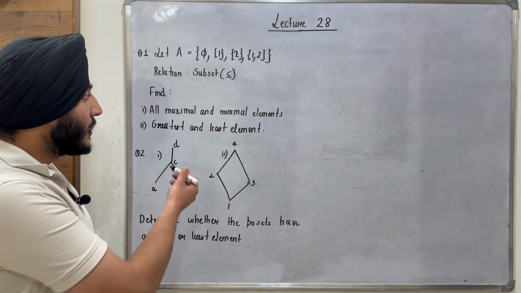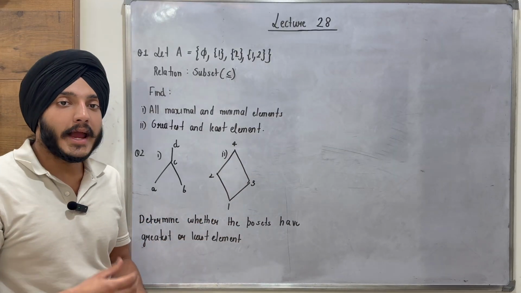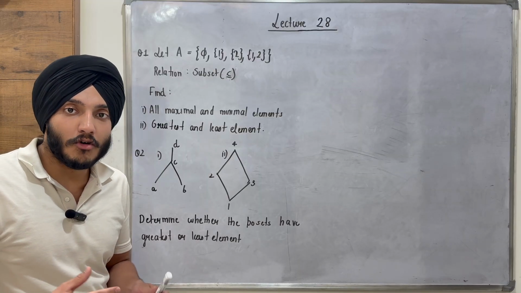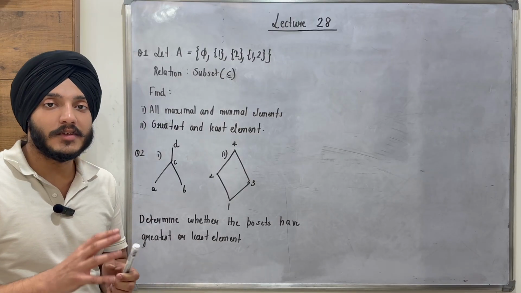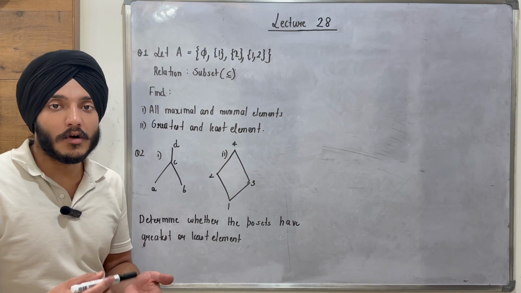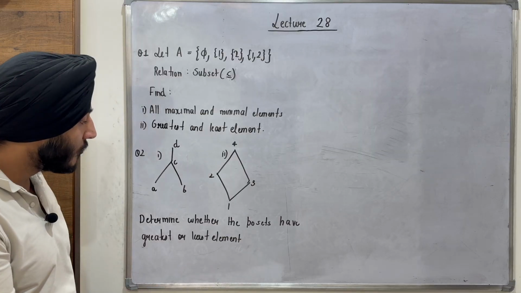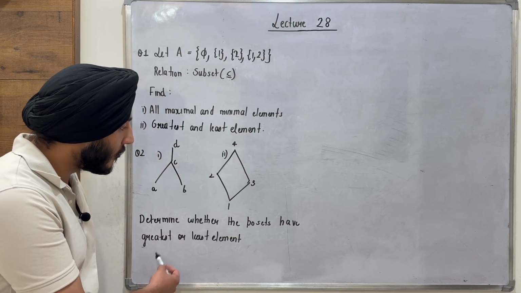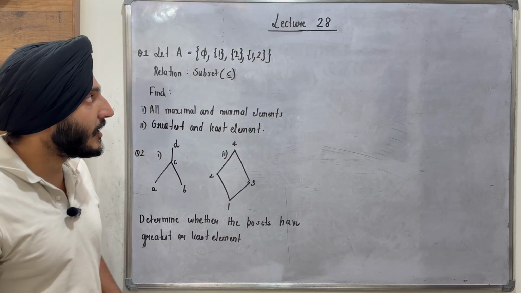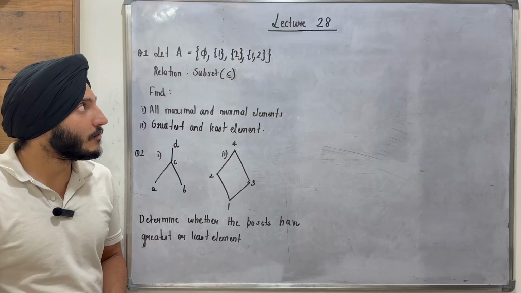Now, you're supposed to find the maximal and minimal elements and the greatest and the least element. My quick approach or idea that I would like to give you is maybe you can draw the Hasse diagram for it, and then from the Hasse diagram, it should be pretty simple to figure out what the greatest or least element is and what the maximal or minimal elements are. The second question is also pretty easy to solve. Determine whether the posets have a greatest or least element, and I think you would be able to figure that out. So that was it for this lecture. In the next lecture, again, we will be covering a bit of definitions. So I'll see you in the next video.